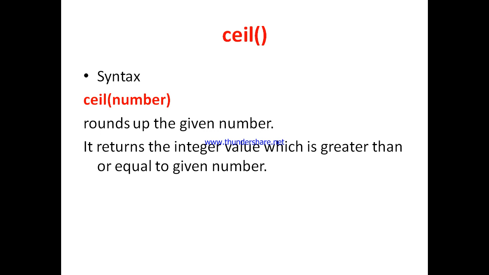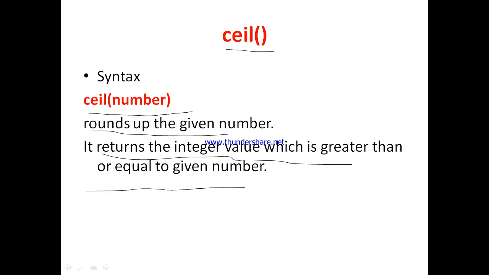The first mathematical function is ceil. Now let us see the syntax of ceil. Ceil has only one parameter, that is the number. That number may be a floating point number. It rounds up the given number and returns the integer value which is greater than or equal to the given number.